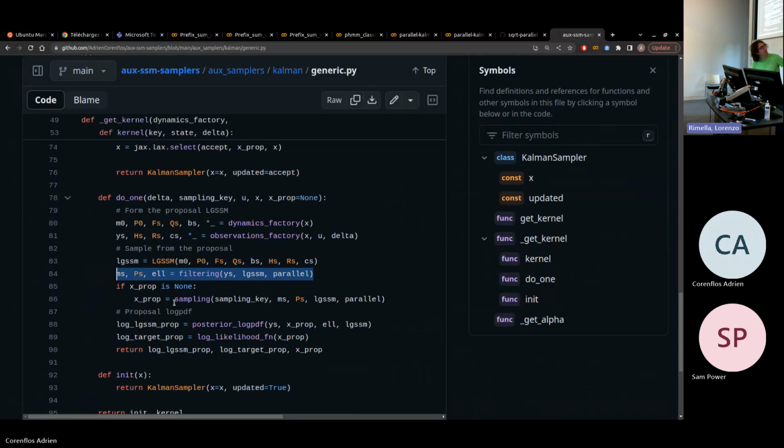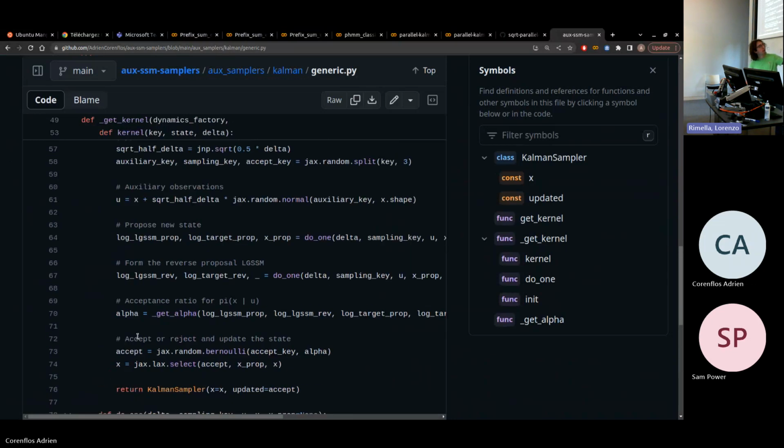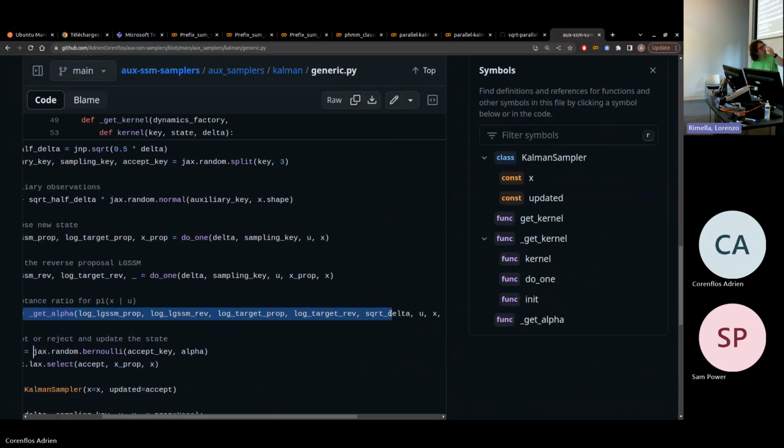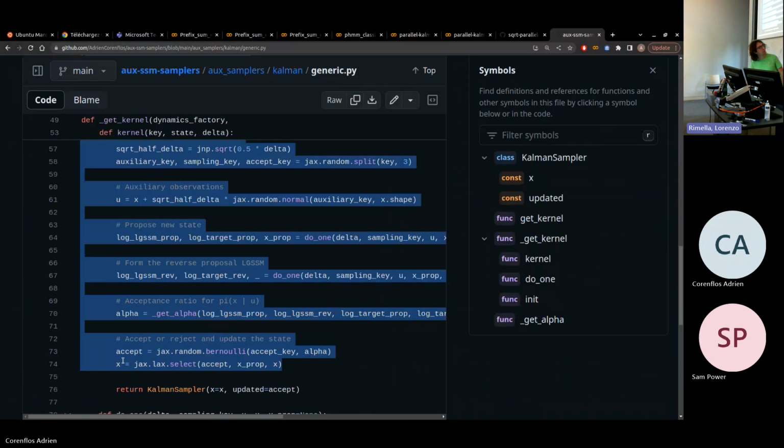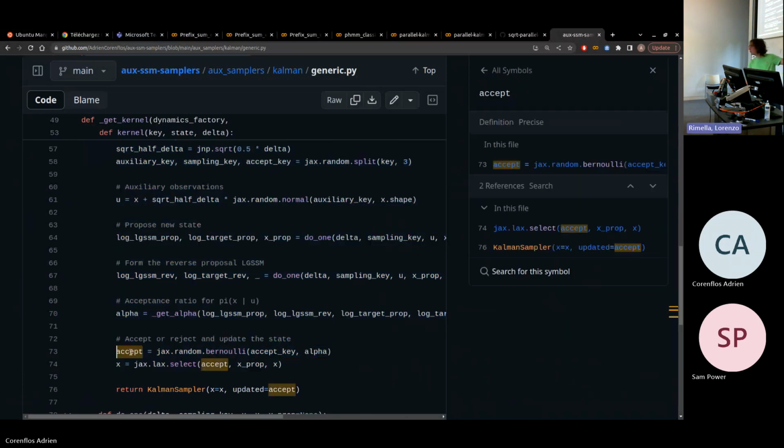You create your filtering. You sample from the full posterior distribution, right? Then you compute the log density of the proposal. You compute the log density of the target, and then you accept or reject. You just accept or reject. This is just putting everything together to get that acceptance rate. Once you have done that, you sample your Bernoulli and you keep on going, and you do that in a loop.